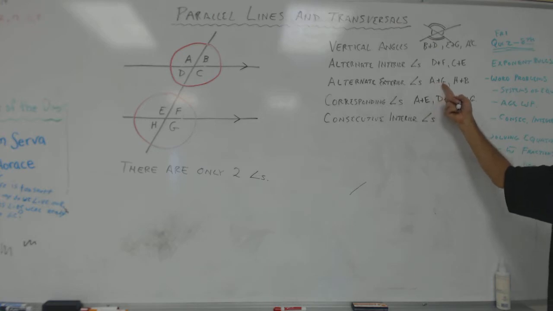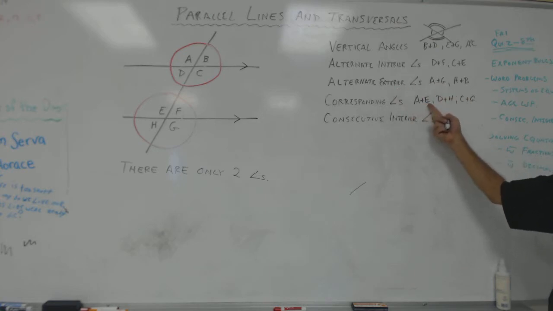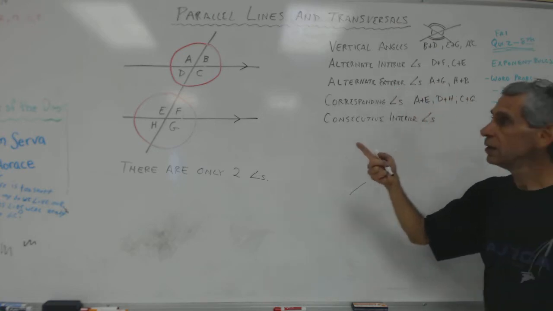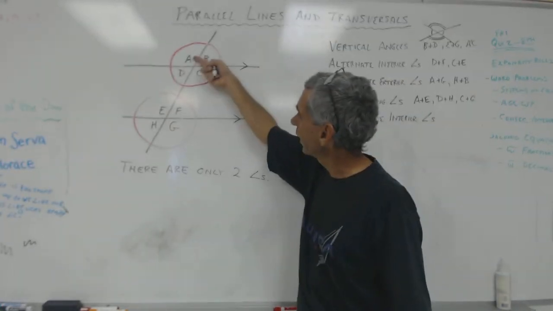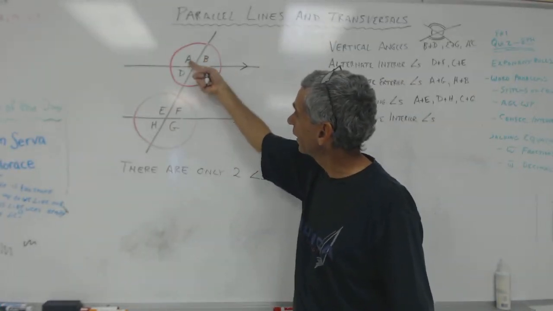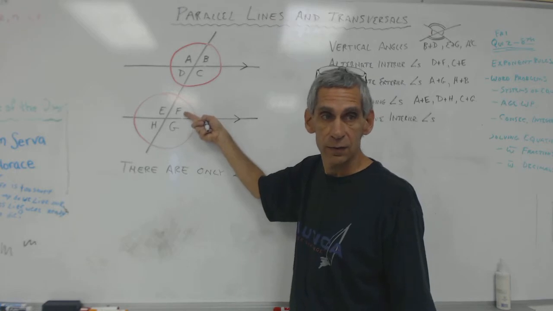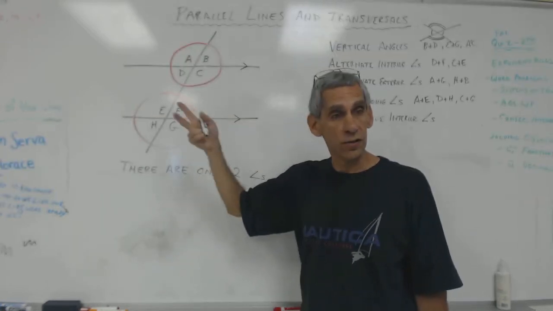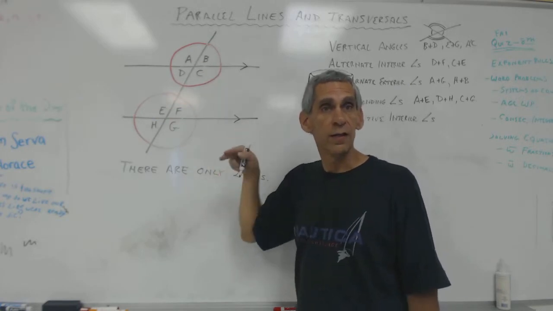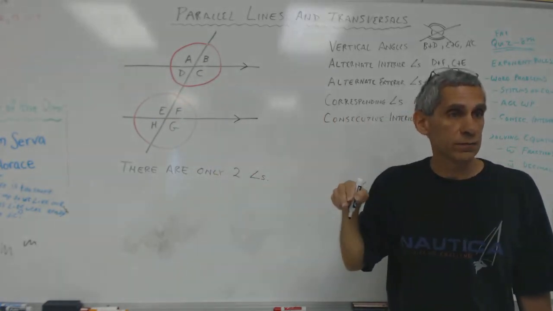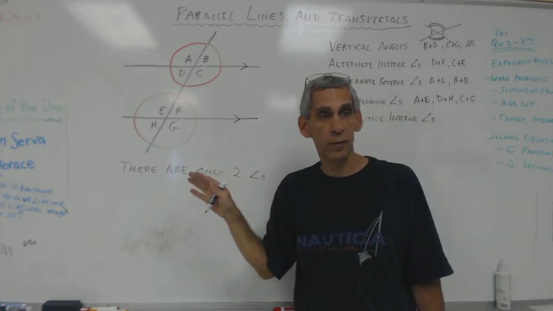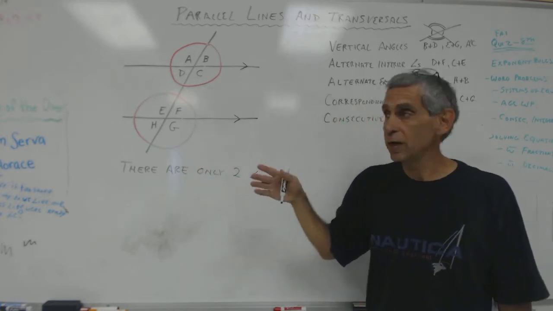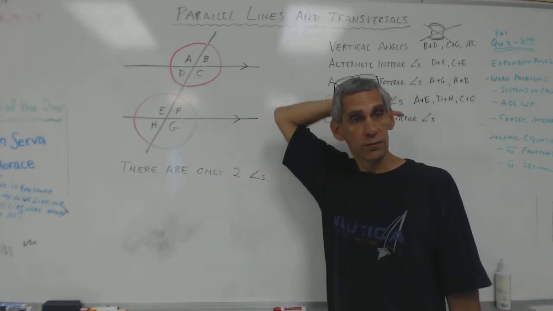So A is the same as G as an alternate exterior. A and E are the same value, right? But A is not the same value as F, right? But corresponding angles are equal as long as they're parallel lines. They have to be parallel. All of this goes out the window if they're not parallel, right? So as long as they're parallel, this is all true.